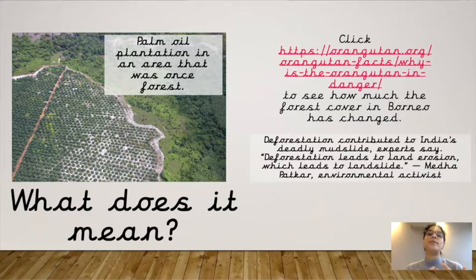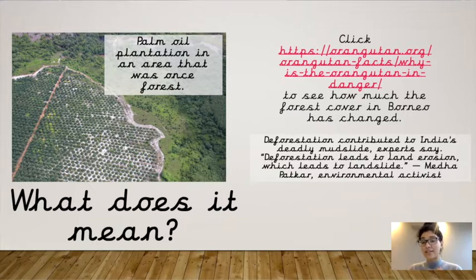When something has contributed to something else, that means that deforestation has made India's mudslide even deadlier. And deforestation means that you're cutting trees down. Now, Medha Patkar, who's an environmental activist, works with making sure that the environment is as safe as possible and we're looking after the environment as much as we can. She helps us to think up ways to make the environment an even better place.